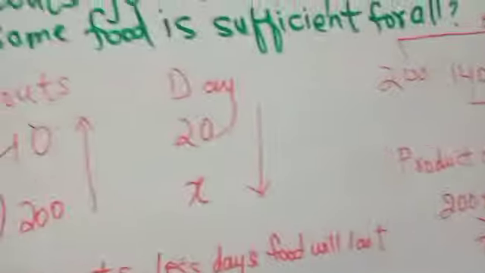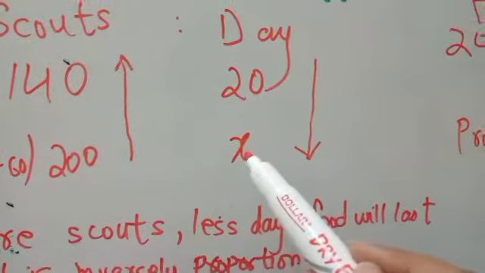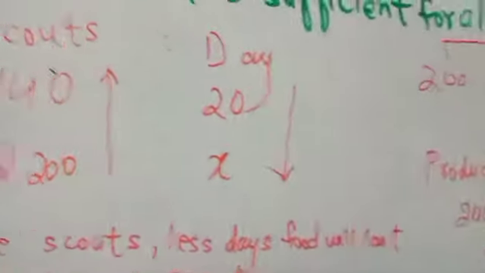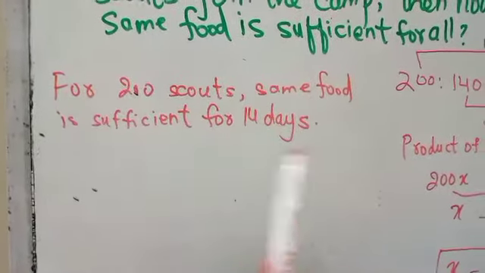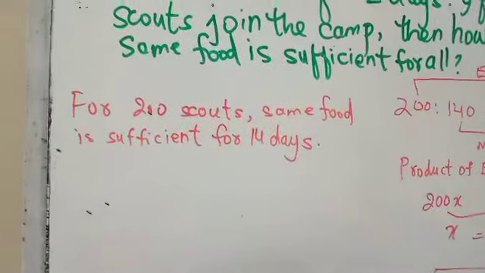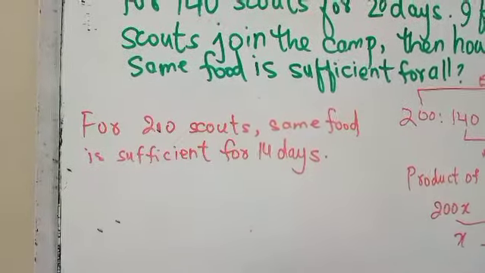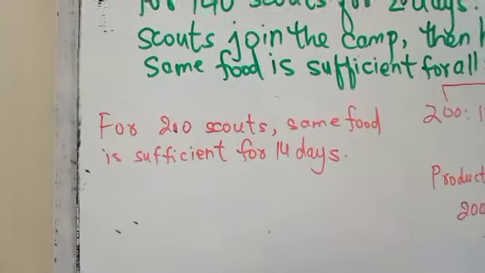So it means that 200 scouts will eat the food for 14 days. You have to write your answer in the form of a statement. In this way you will write: for 200 scouts the same food is sufficient for 14 days. Now you will do one more question which is not from your book. I will share a picture of that question with you, and you will do it yourself.